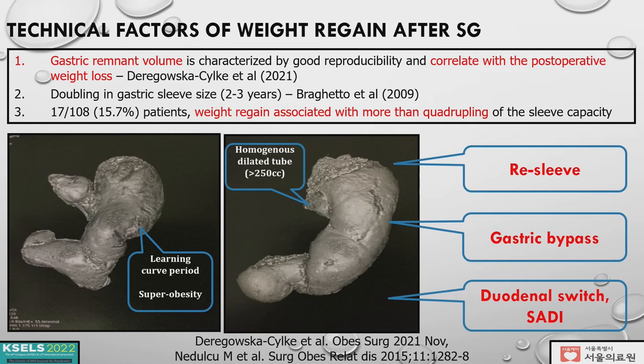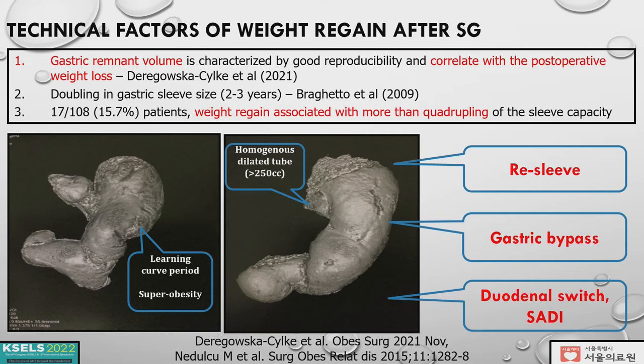And so you can see the different pictures. The first is the primary dilatation, and the second is the diffuse, the secondary dilatation. You can see here, in the learning curve period or in the supervised patient, you do not easily end up performing a proper primary sleeve.